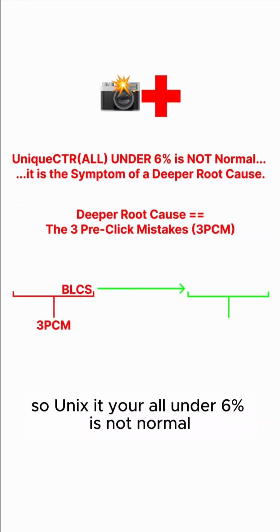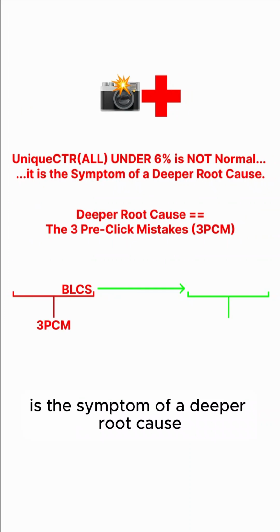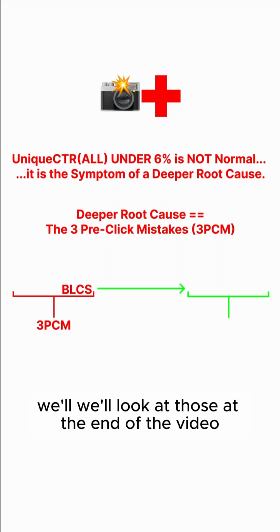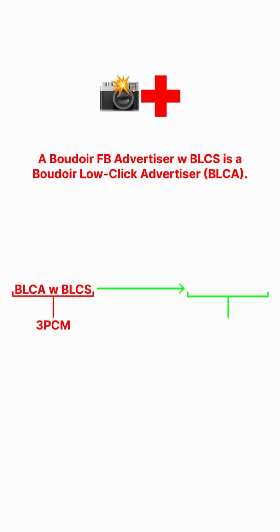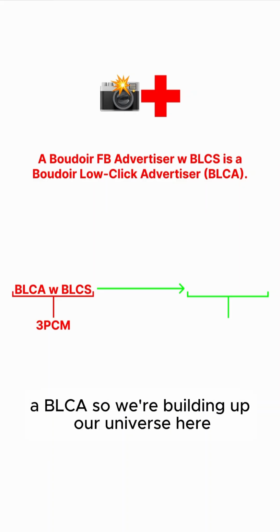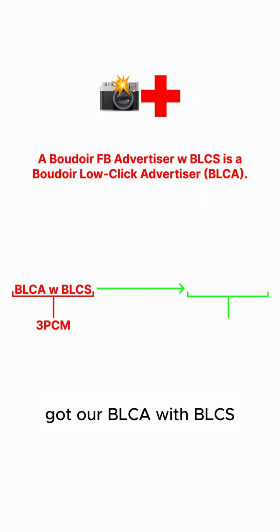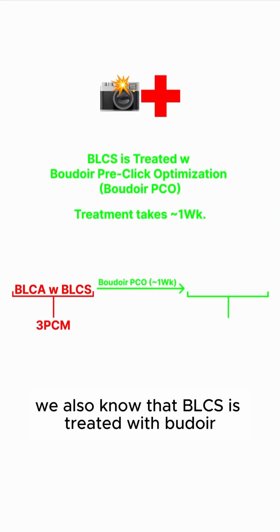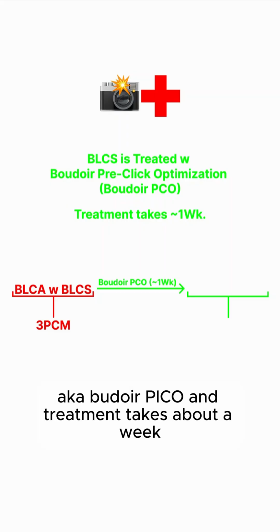So unique CTR under 6% is not normal, it is the symptom of a deeper root cause. And that deeper root cause is the three pre-click mistakes. We'll look at those at the end of the video. We also know that a Boudoir Facebook advertiser with BLCS is a Boudoir low-click advertiser, a BLCA. So we're building up our universe here. Got our BLCA with BLCS. It's caused by the three pre-click mistakes. We also know that BLCS is treated with Boudoir pre-click optimization, aka Boudoir Pico, and treatment takes about a week.